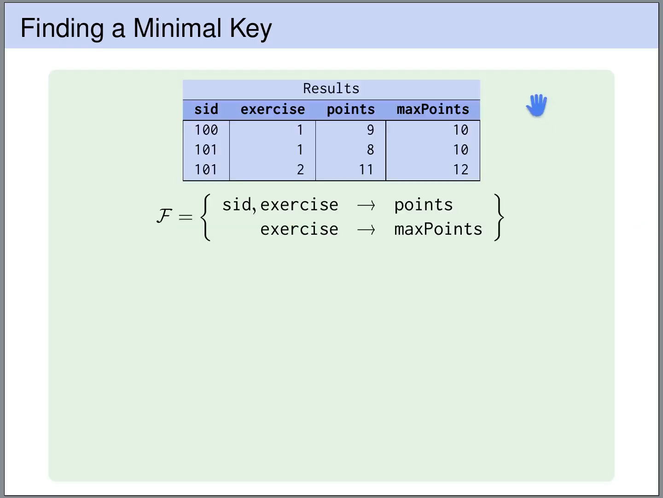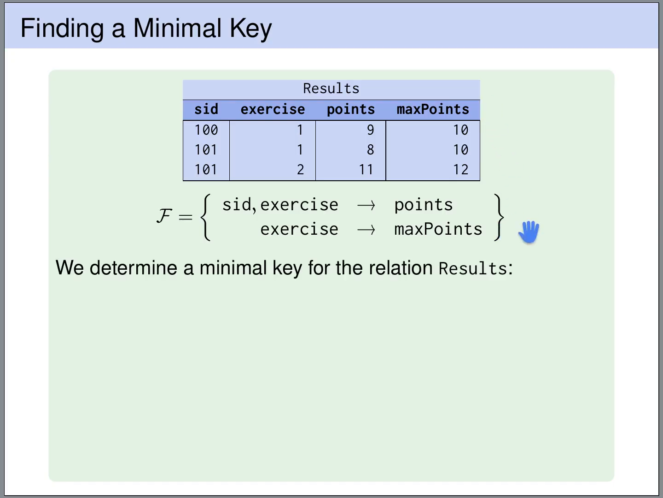As an example, let's consider this results table with the attributes sit, exercise, points and max points. And we have the functional dependencies. The sit and the exercise together uniquely determine points, and the exercise uniquely determines the max points. So now we want to find a minimal key for the results table. We start with the set of all attributes of this table. So X is the set of the attributes sit, exercise, points and max points. Next, we will check what attributes we can remove from this set.